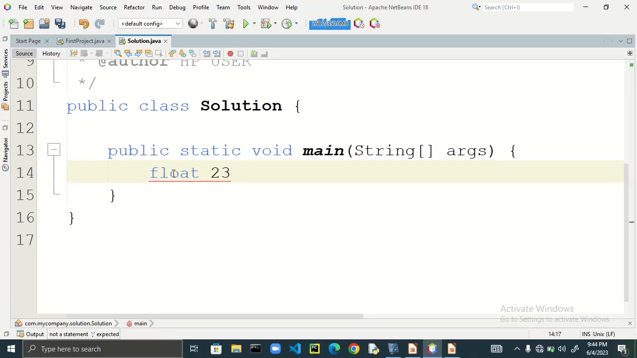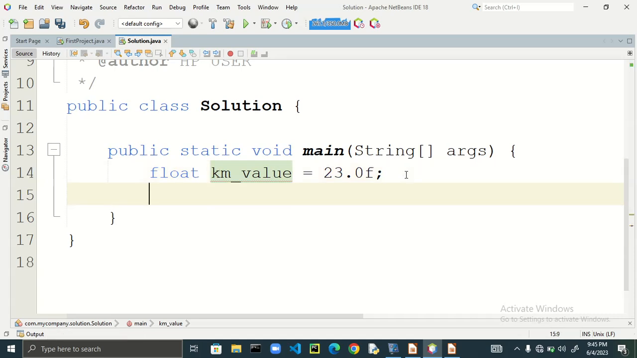So we would go with float so that we can be in safer hands. 23.0, the 0 would still not change anything. We need to put an F here because it is a float. Now what are we storing it into? We need to give it a variable name. So let's say km underscore value, that is the kilometer value, is equal to 23, like this.